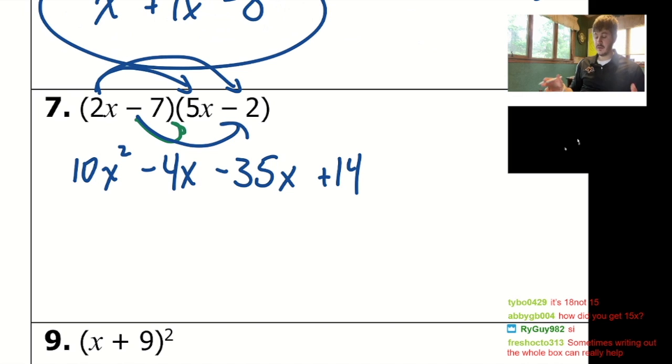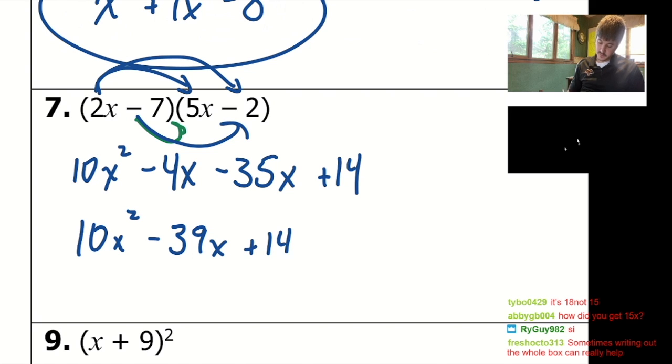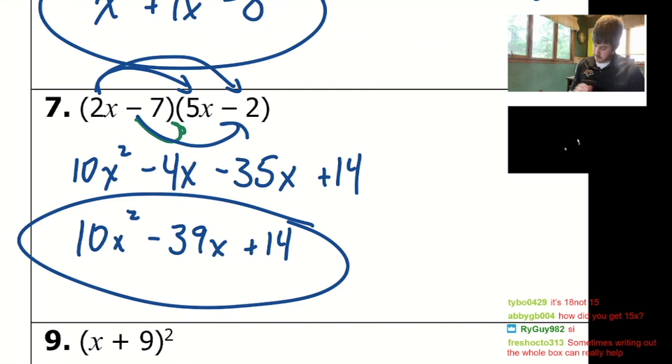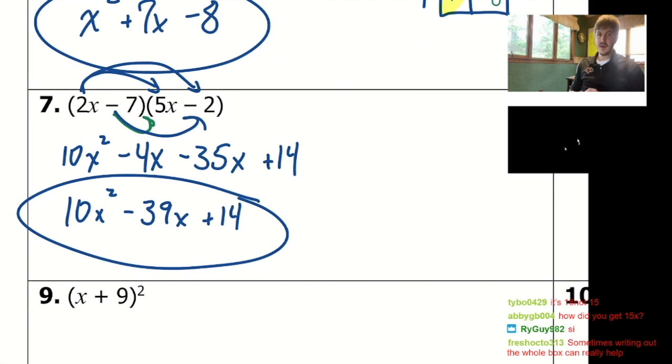And then like always, those middle terms typically will combine. I say they typically do because sometimes they don't always. In that case, you have a negative 4x and a negative 35x. It's two negative numbers, so they technically get added together to be negative 39x plus 14. All right. We got a few more.